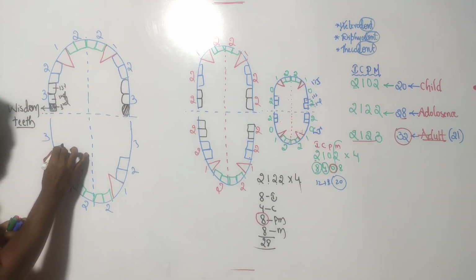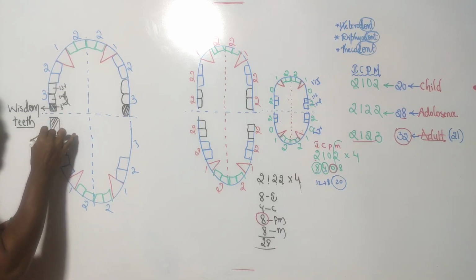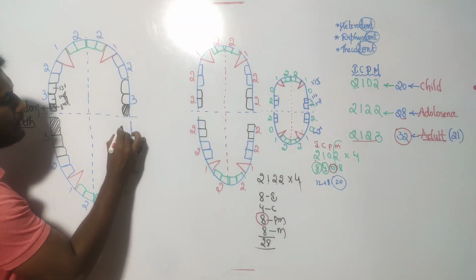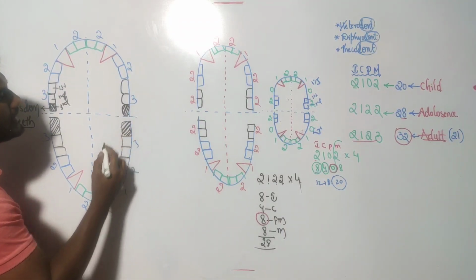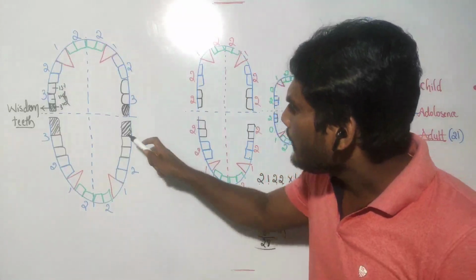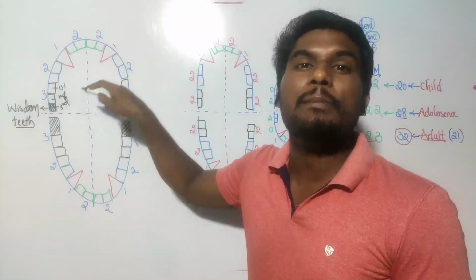Next, first molar, second molar and this is the third molar. The third molar name is what? Wisdom teeth. First molar, second molar and third molar. And the name of the third molar is what? Wisdom teeth. And this wisdom, so how many number of third molars are present here?